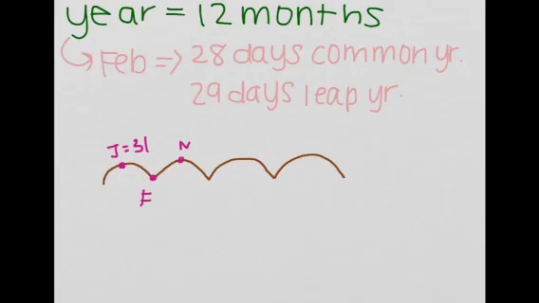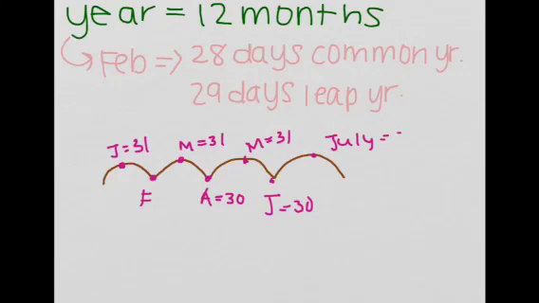Then March, which has 31 days. April, which has 30 days. Then May, which has 31 days. June, which has 30 days. And then July, which has 31 days. Then we come back here, so then we have July, August. August has 31 days.